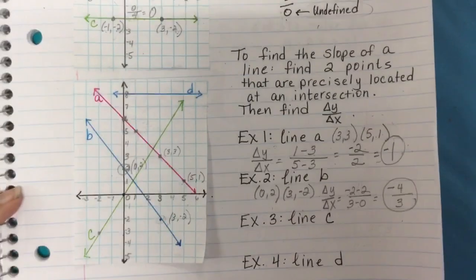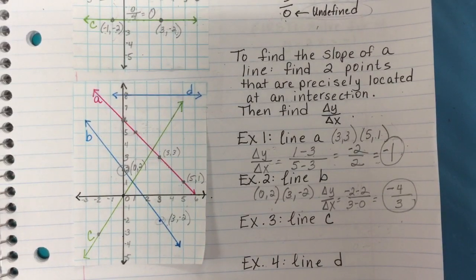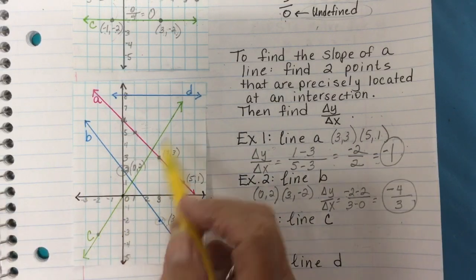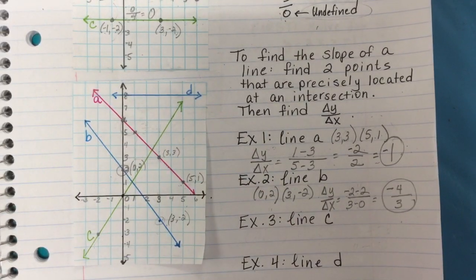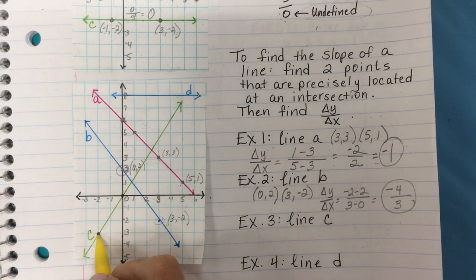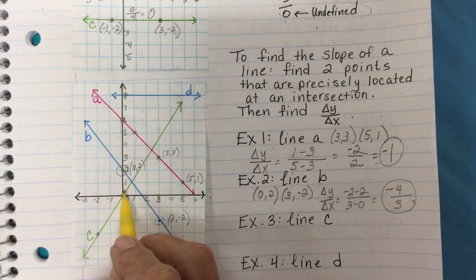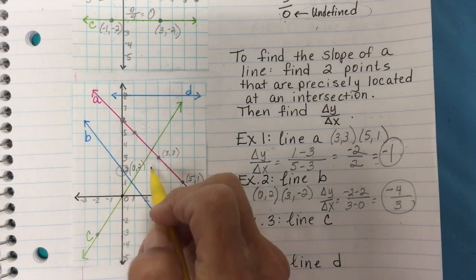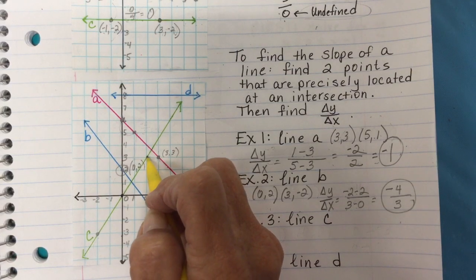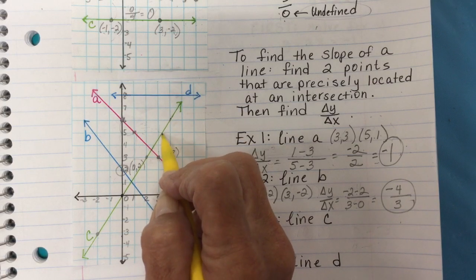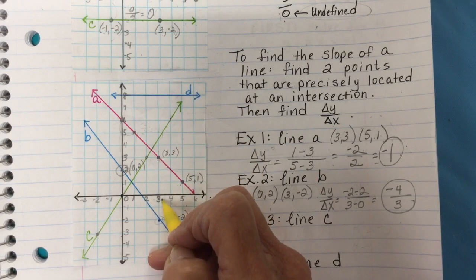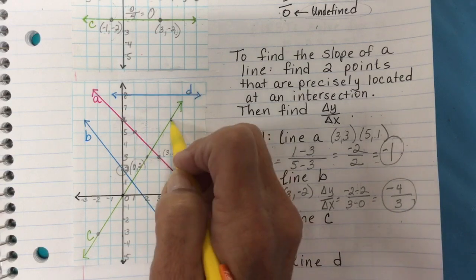Let's look at line C. Line C is this green one. You could probably tell it's positive. It's going up from left to right. And so here's a point we're going to use, and then anywhere that we can find another place that's at a perfect intersection, like say right here or right here. You don't want to use this because this is not lined up with the x-axis. So we're going to go right here.